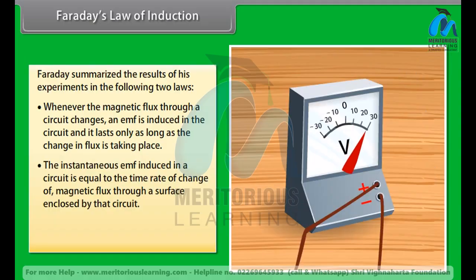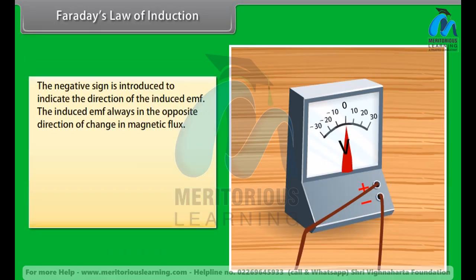The instantaneous EMF induced in a circuit is equal to the time rate of change of magnetic flux through a surface enclosed by that circuit. E is equal to minus d phi B by dt. The negative sign is introduced to indicate the direction of the induced EMF. The induced EMF is always in the opposite direction of the change in magnetic flux.